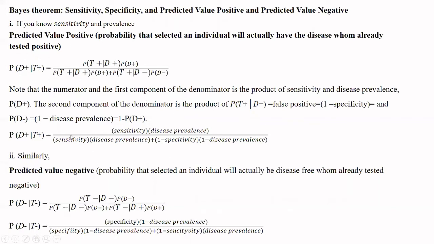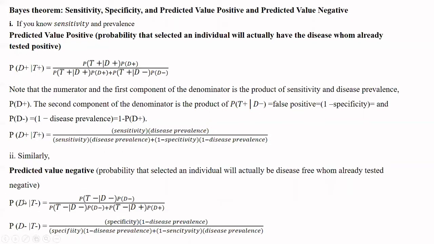Similarly, we can use the Bayes theorem for predictive value negative. That is, the selected individual will be disease free, no disease, a normal person, having already tested negative. So I have to select an individual, and that individual will be disease free, conditional on the individual being selected from those individuals who have already been identified as negative. So this is called predictive value negative.